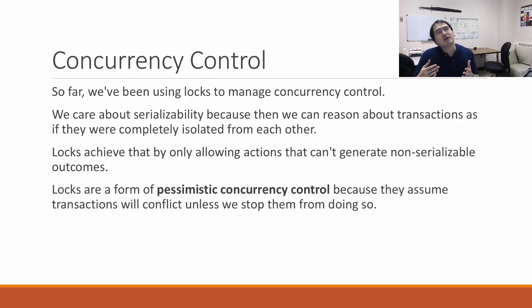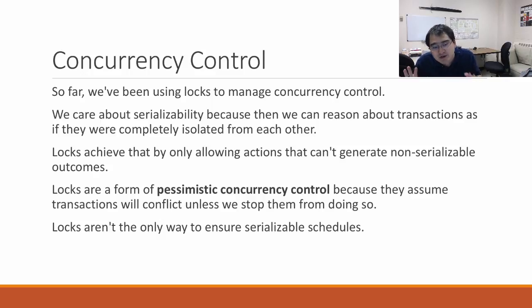Another term for this way of controlling concurrency is pessimistic. It basically says we're going to assume transactions will do bad things to each other. We're going to assume that transactions will change data in ways that would generate non-serializable behavior unless we stop them, unless we make sure that we don't allow that possibility. However, locks aren't the only way to ensure you get serializable schedules. And we're going to talk about those other ways this week.